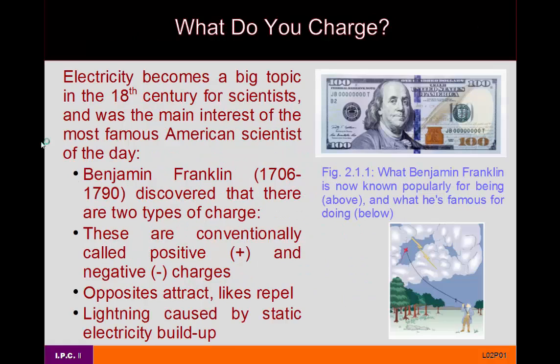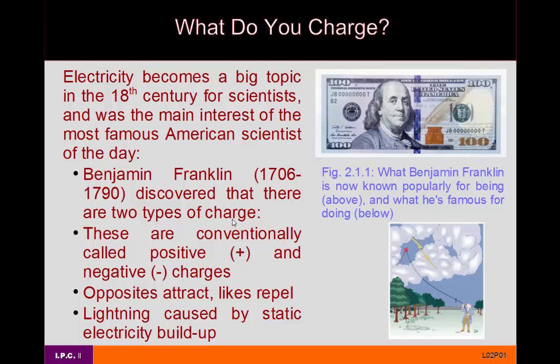So electricity itself was not much of a topic of interest per se until around the 18th century, when it became a huge topic of interest. And there's quite a few people in the 18th century who started wanting to really study electricity and try to explain how it works and what causes electrical charges and what causes electrical force and so on. And so one of the most famous American scientists of the day was Benjamin Franklin.